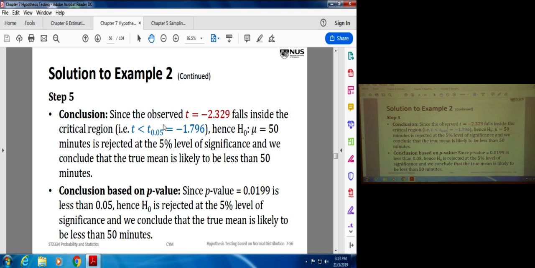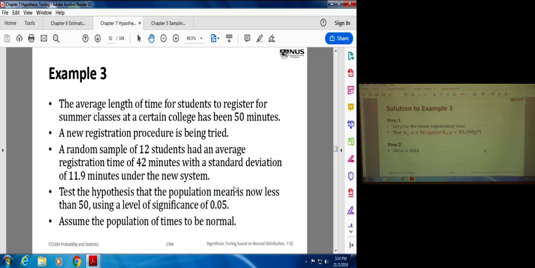So the conclusion, just to make sure: you get minus 2.329. The critical value, you reject when we're less than minus 1.796. We are less than minus 1.796. We reject at the 5% level using the critical region methodology. Or if you prefer the p-value, that's 0.00199, and that's less than 0.05. So again, you reject. It's the same scheme. So the conclusion in both cases is that the true mean is less than 50 minutes. That means that our new method of registering classes is better than the old one. That's the answer.